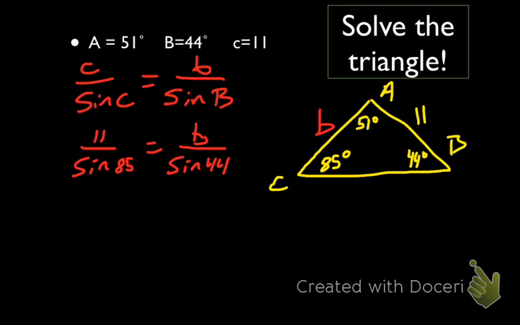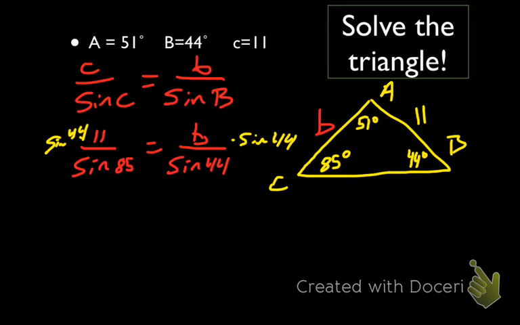Then to solve this, I'm going to solve it just the same as before. Multiply by sine 44, multiply by sine 44. Real quick, I'm using the law of sines, but what information was I given that told me that I was using the law of sines?